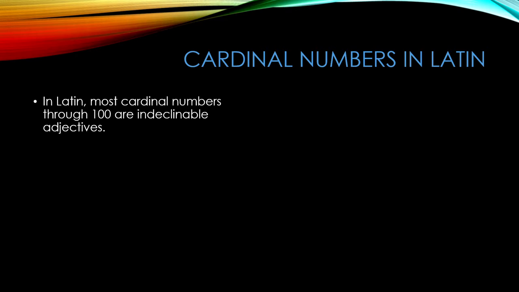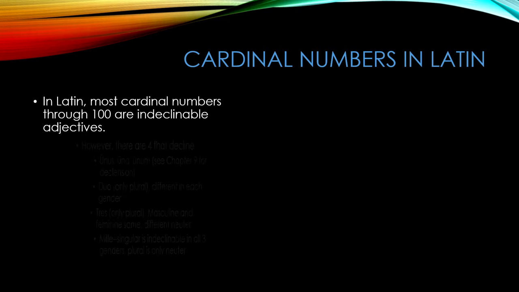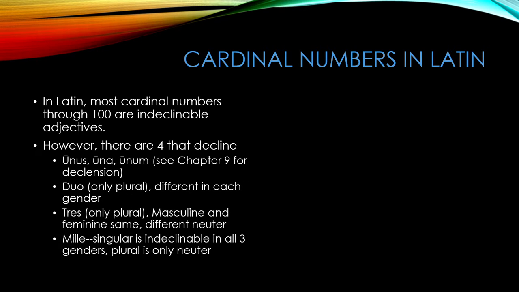Adjectives. There are 4 that have individual declensions. You have already learned the cardinal number 1, unus, una, unum, in Chapter 9. Duo, meaning 2, is only in the plural and has separate forms for each of the 3 genders. Tres is again only plural. The masculine and feminine are the same and the neuter is separate. Mille, meaning 1,000, is indeclinable in the singular, and the plural is only neuter and declines like an i-stem adjective.